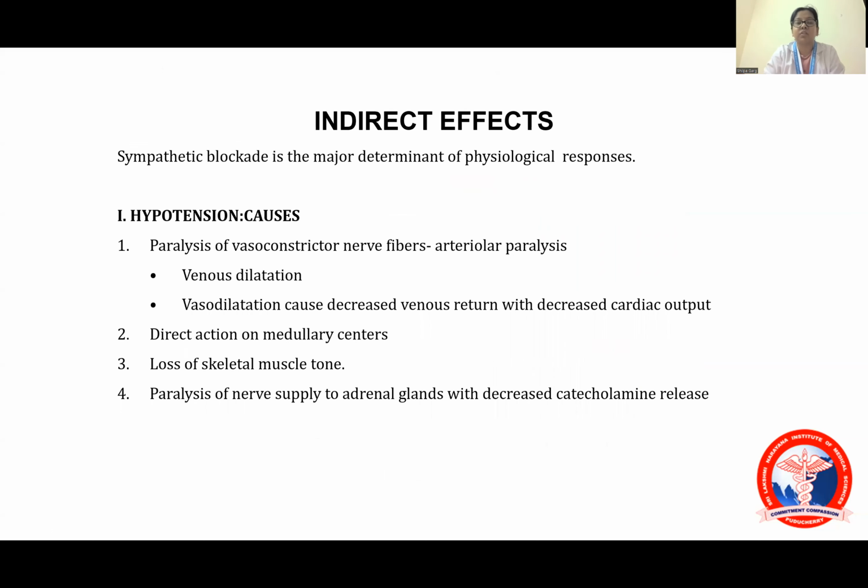Now, what are the indirect effects of spinal anesthesia? Sympathetic blockade is the major determinant of physiological responses. The first response is hypotension. What are the various causes of hypotension? First is paralysis of vasoconstrictor nerve fibers, arteriolar paralysis, venous dilatation, vasodilatation causing decreased venous return and hence decreased cardiac output. Next is direct action on medullary centers. Other causes can be loss of skeletal muscle tone or paralysis of nerve supply to adrenal glands, which leads to decreased catecholamine release and hence decreased sympathetic stimulation.